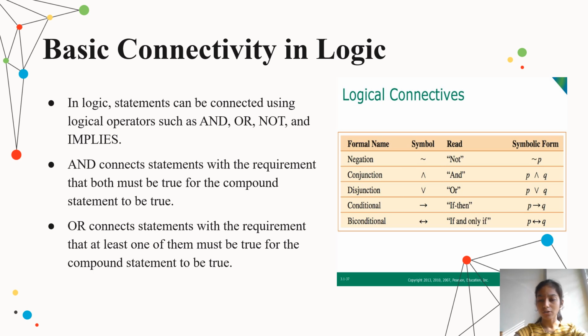Here, the not operation is also called negation. The and operator is also called conjunction. The or operator is also called disjunction. If and then is called conditional. If and only if is called biconditional.